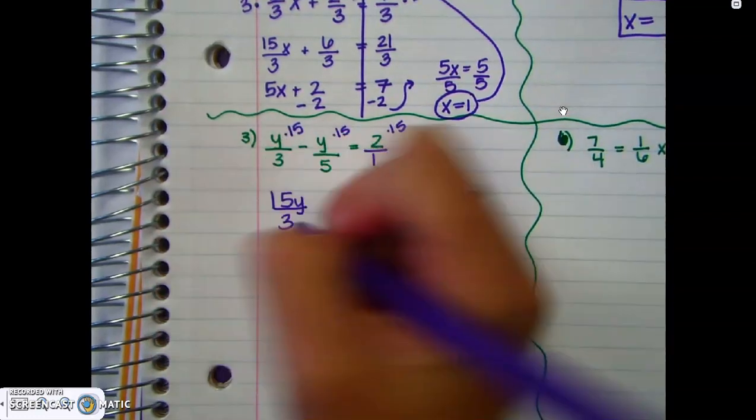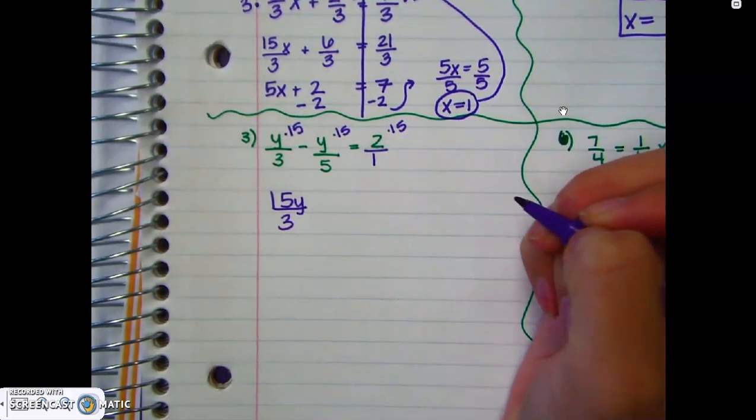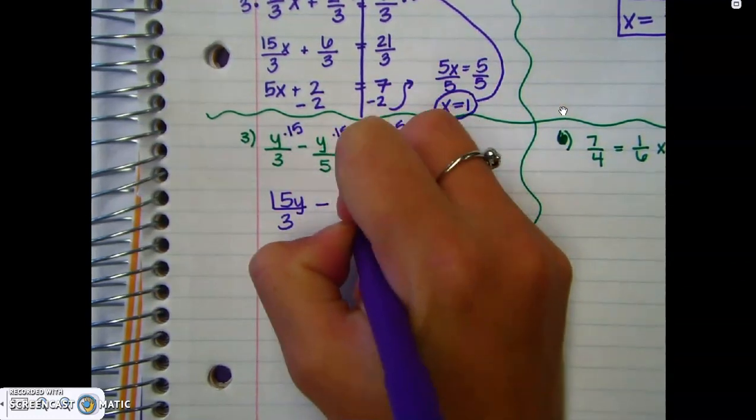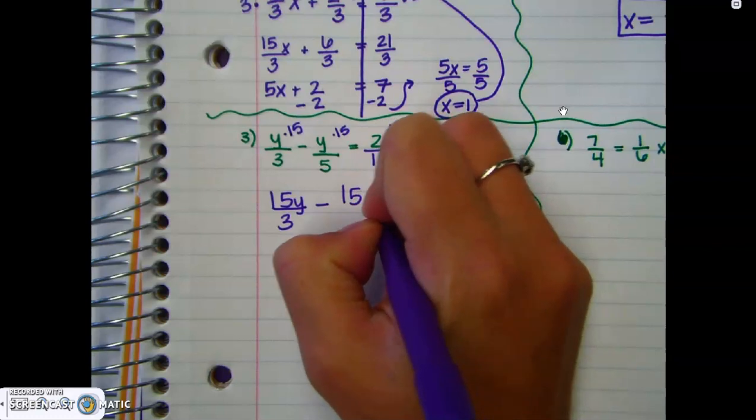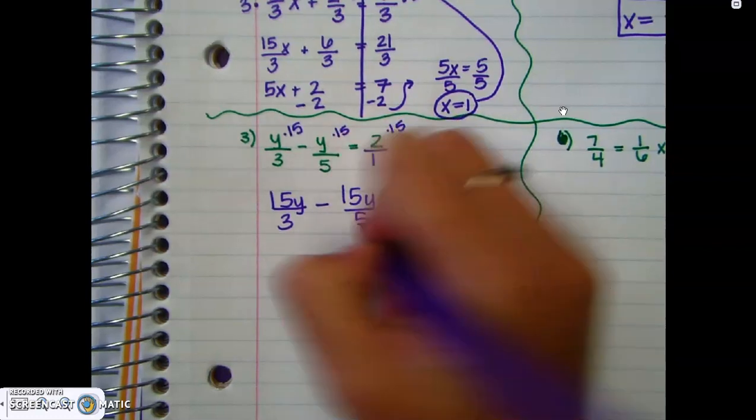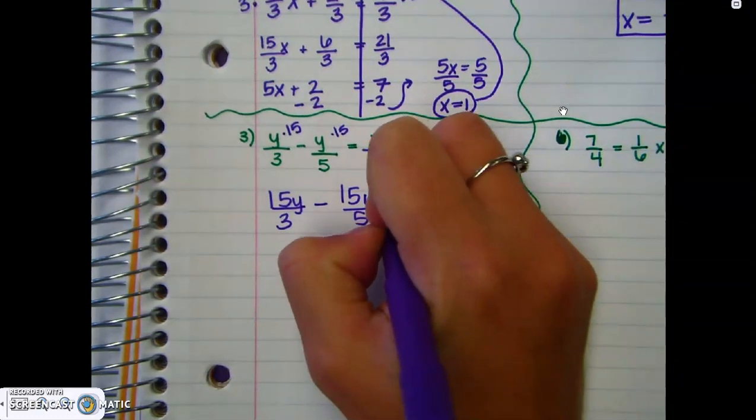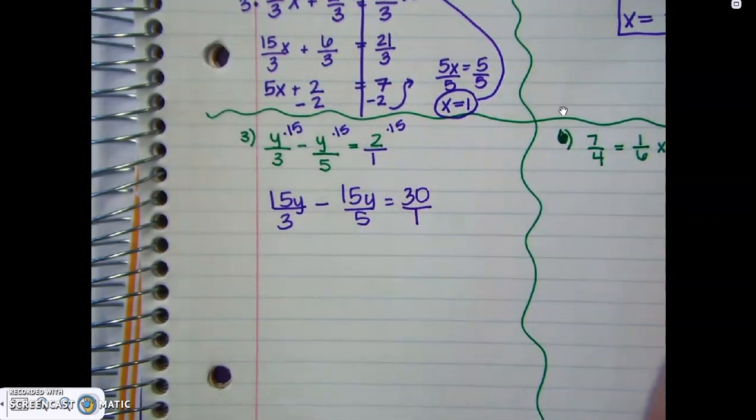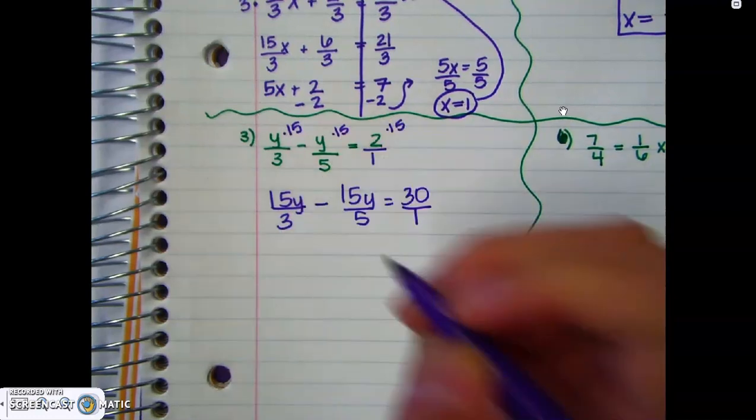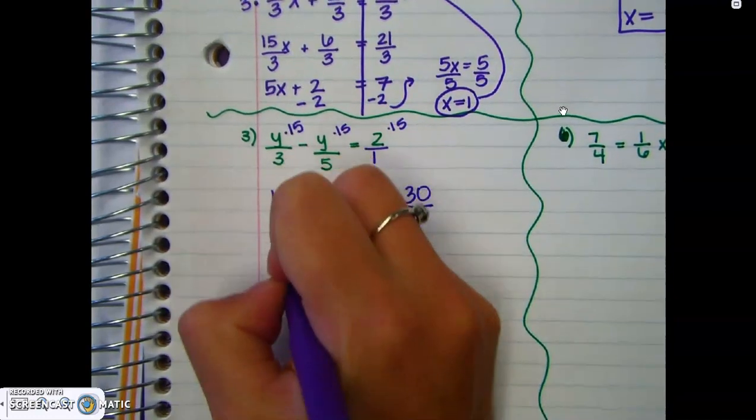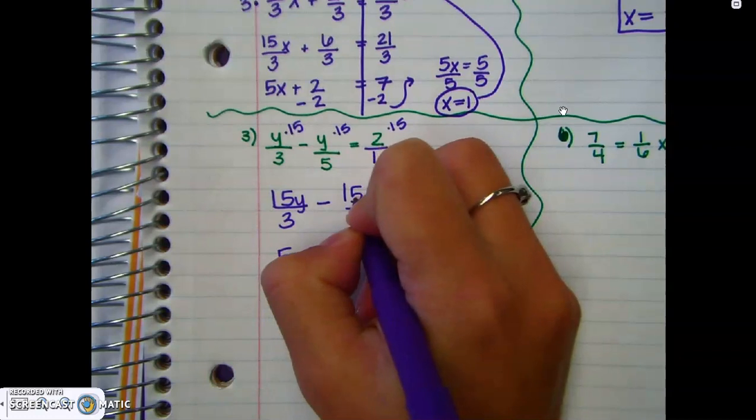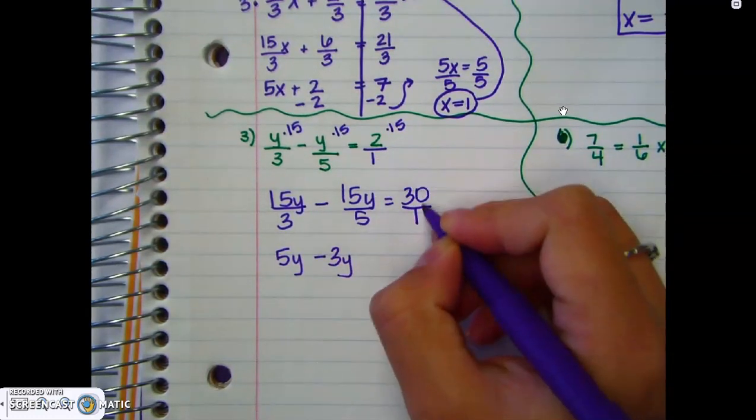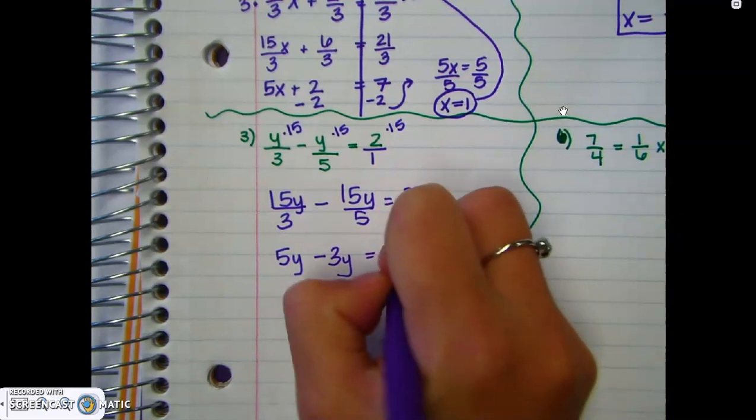Over 3. Remember, keep that denominator. It doesn't just go away until we simplify. 15 times y is 15y over 5. And then I'm left with 2 times 15, which is 30, over 1. So now I can simplify. 15 divided by 3 is just 5y. Negative 15 over 5 is just 3y. And 30 divided by 1 is just 30.